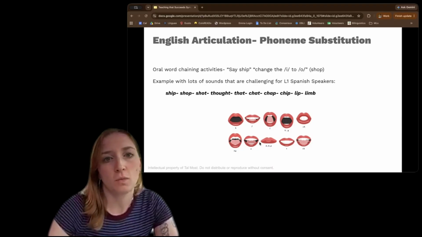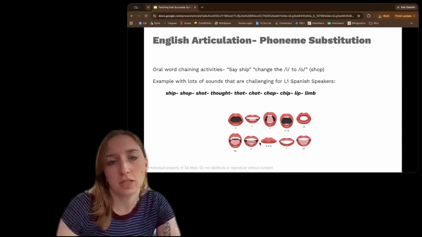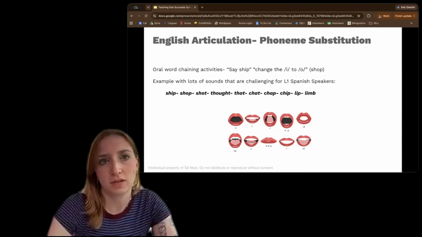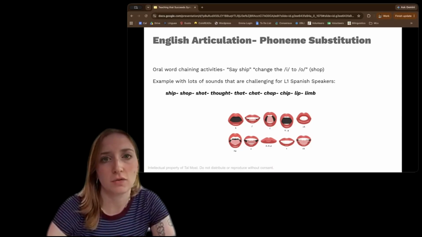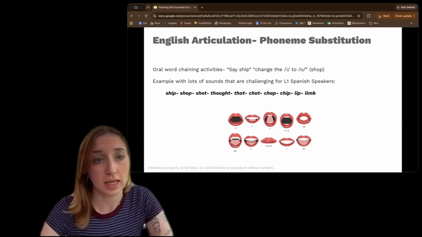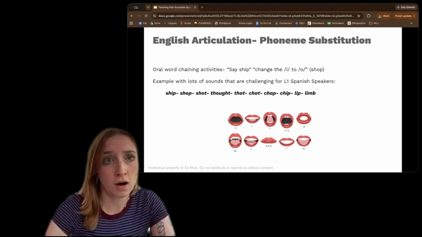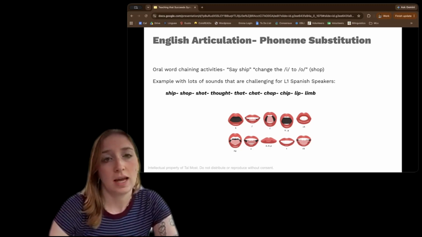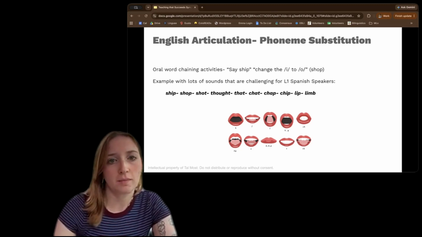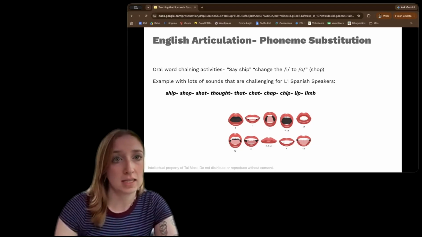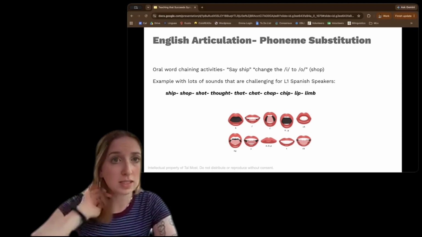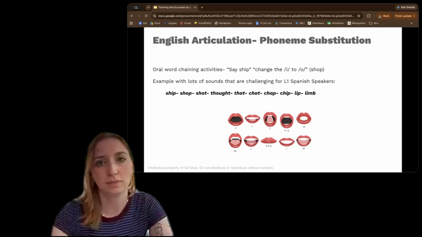So this chain of words that you see here is one that I developed specifically to have more sounds that are difficult for students who are learning English. So say ship, change the i to o, shop, and continuing on through, practicing the sounds deliberately and ensuring that students can manipulate those sounds of English.